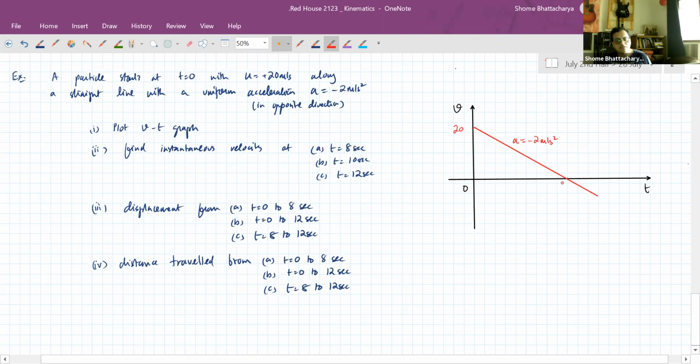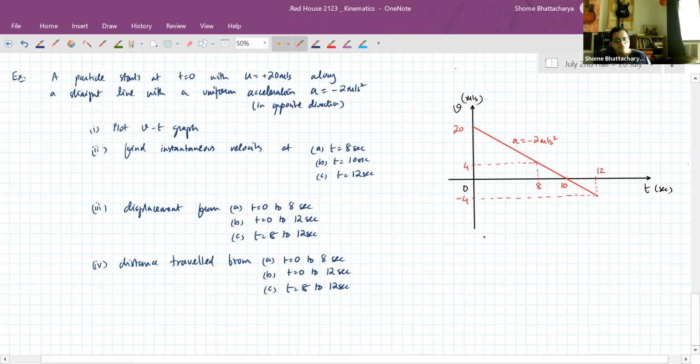So in 10 seconds, the velocity becomes zero. So obviously in 12 seconds, the velocity has reached a negative value of in fact minus 4. Whereas in 8 seconds, it would have had a value of plus 4. So this you will understand by substituting the values in the equations and all. So this is our velocity time graph in meters per second versus seconds.